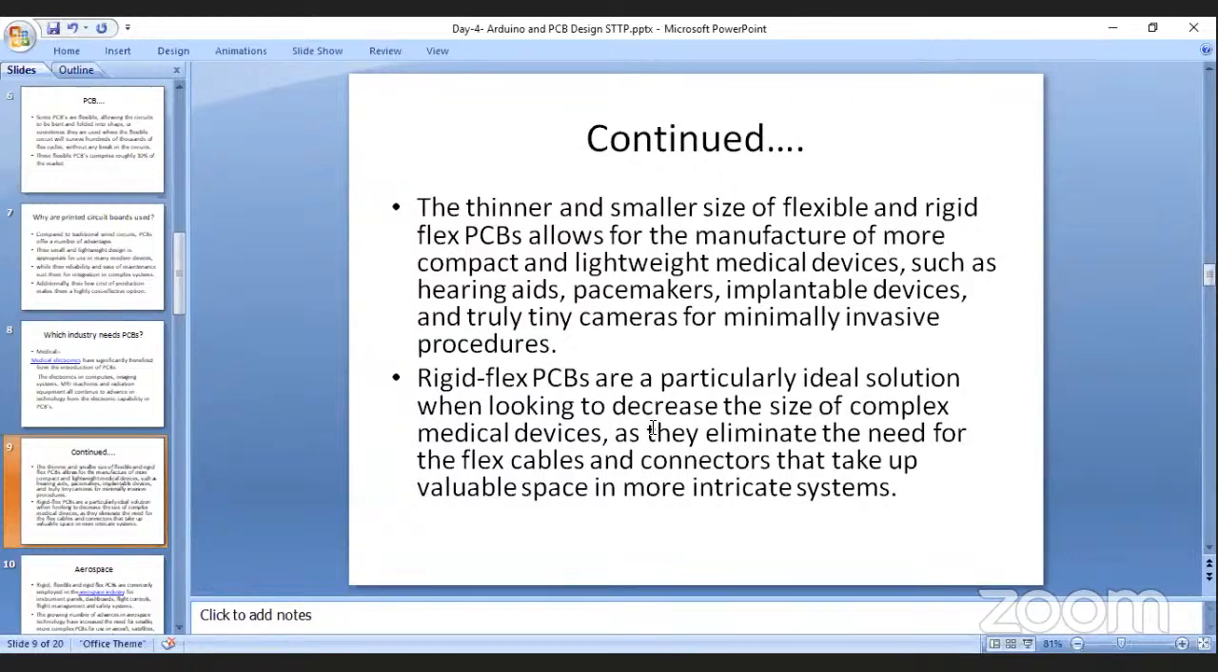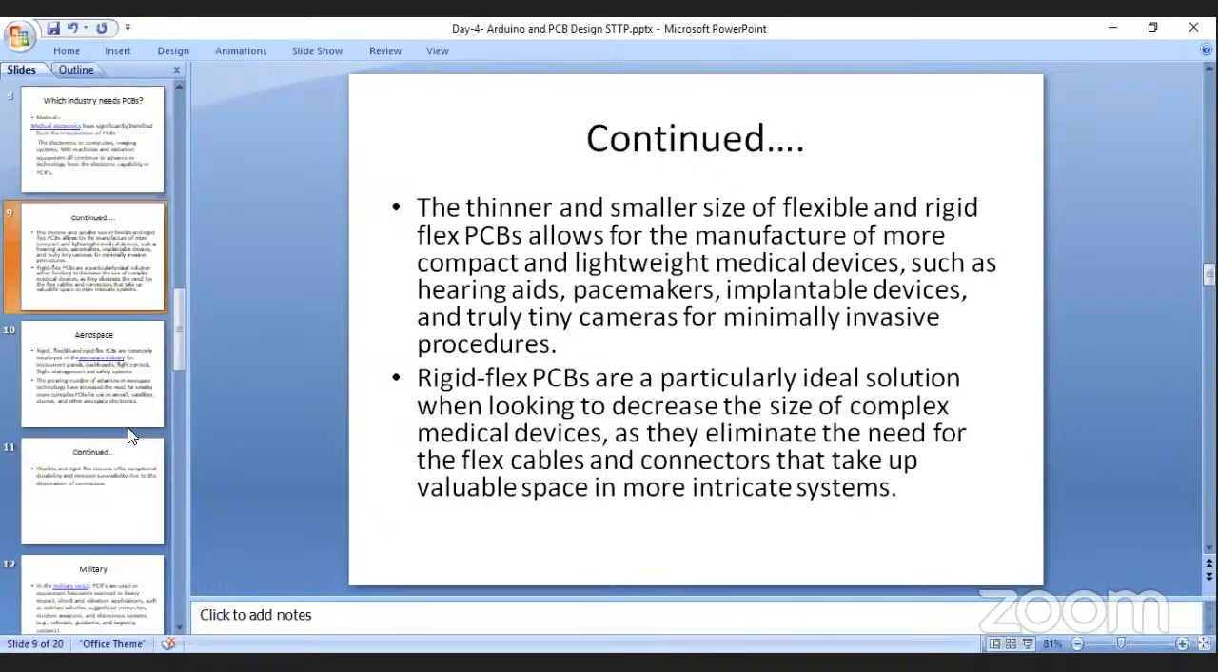So rigid-flex PCBs are particularly an ideal solution when looking to decrease the size of complex medical devices, as they eliminate the need for flex cables and connectors that take up valuable space in more intricate systems. That means, instead of using wires with the rigid PCBs, making use of flexible PCBs is more convenient and adds more advantages in design. So that is how complex circuits are designed nowadays, using a combination of rigid PCBs plus flex PCBs.